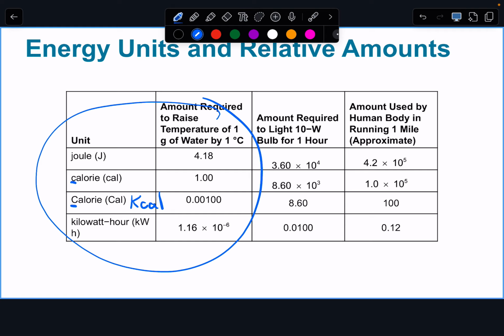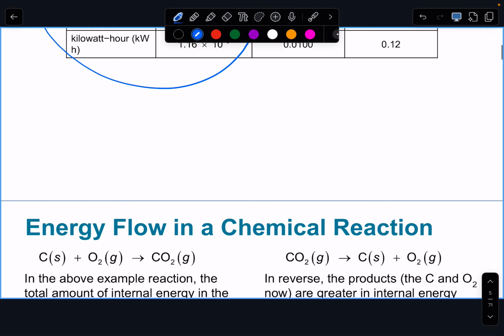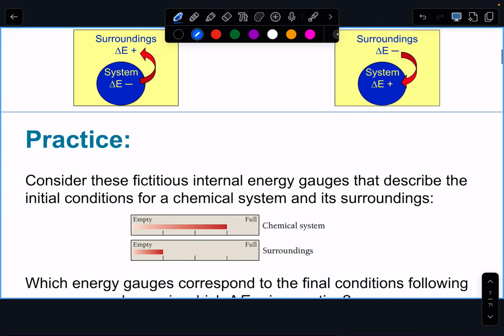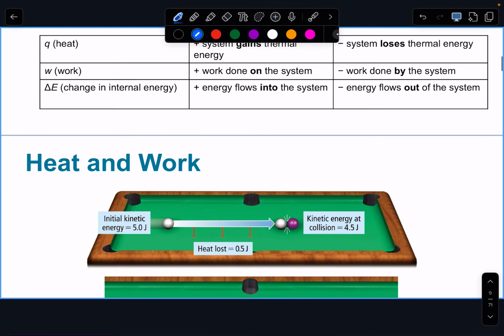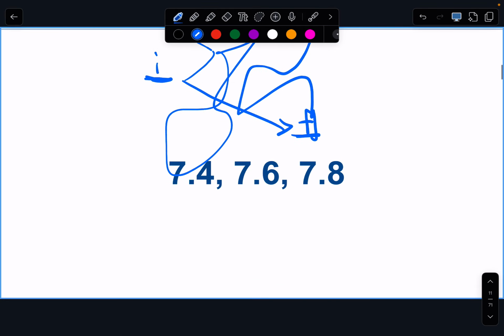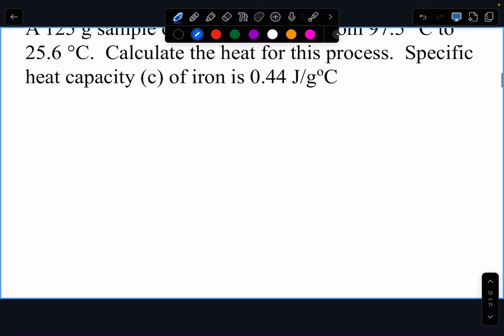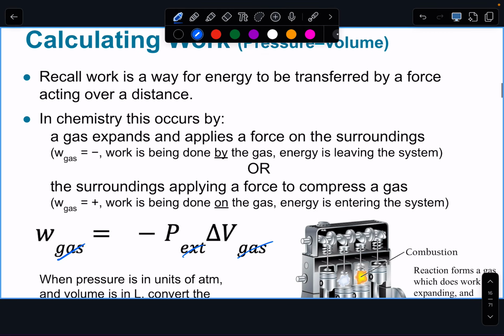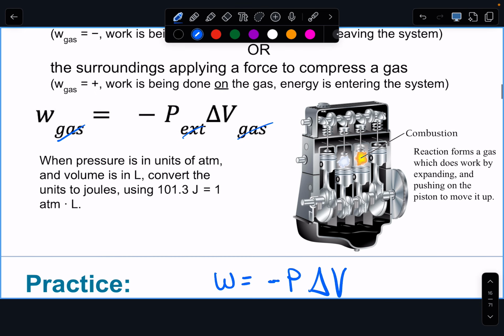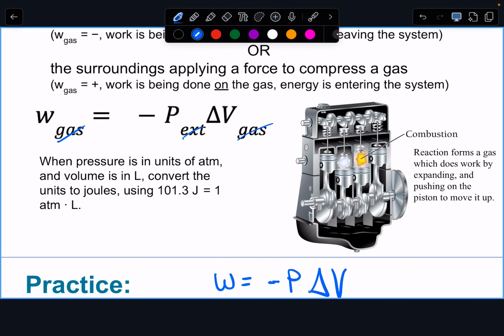The only one that we did that really is important is liter atmospheres, because that's how work is typically given. So let me just show you a quick example of that. When you do work questions, you end up using atmospheres for the pressure and almost certainly liters for the volume. So that means that the unit that you get for work is liter atmospheres.